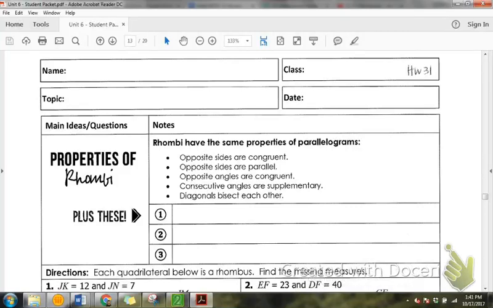So this is going to be lesson 6.4. Rhombi and squares. Rhombi is plural for rhombus. It's a shape. I know, you're all shocked. It's a shape.